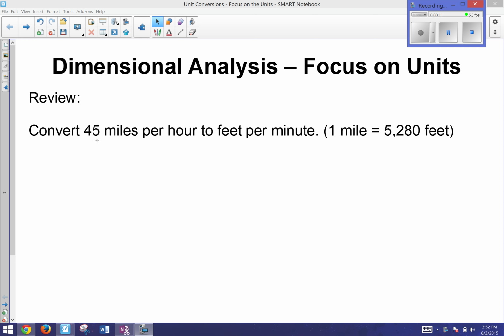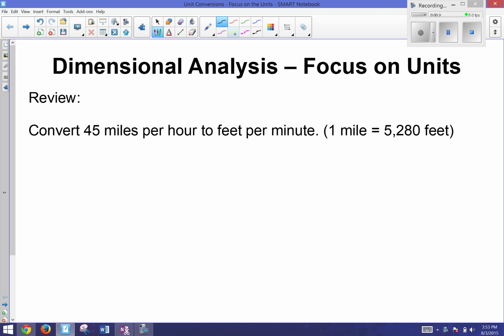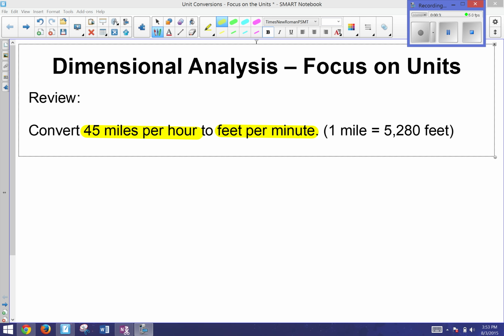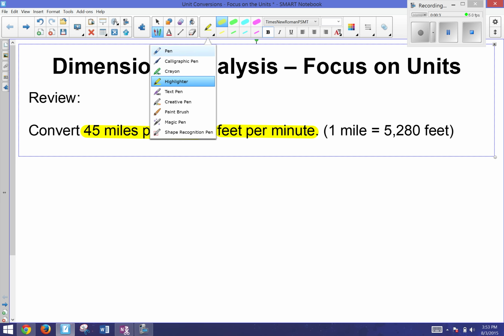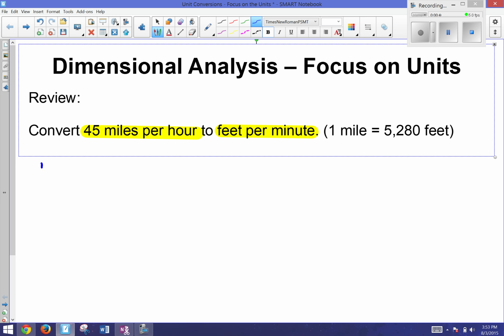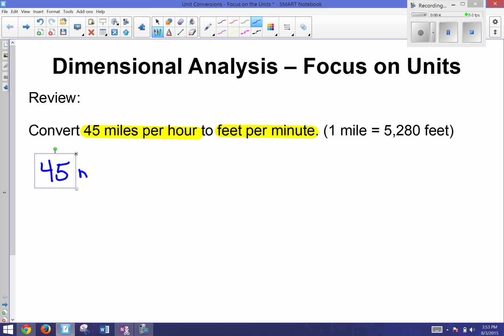We are asked to convert 45 miles per hour to feet per minute. So first, identify the units that you have been given and the units that you are trying to change to. Next, we identify where we're starting using our dimensional analysis ladder. We've been given 45 miles per hour, and we are attempting to change that to the number of feet per minute.